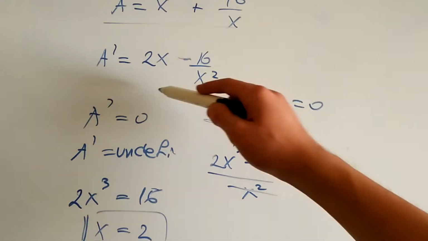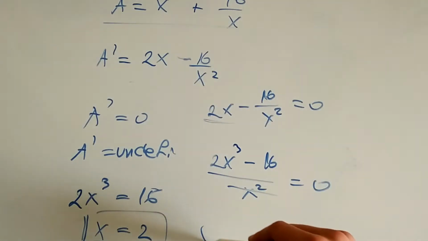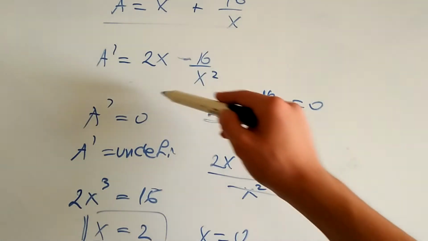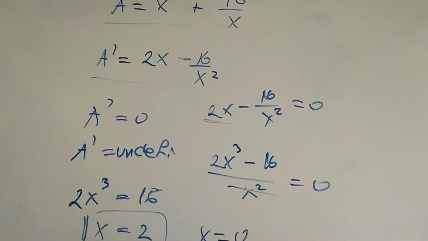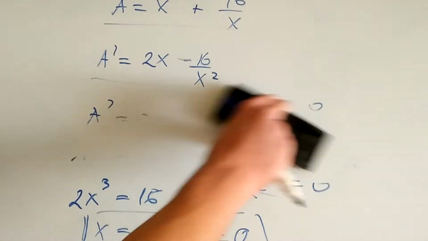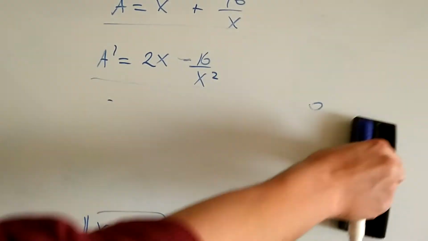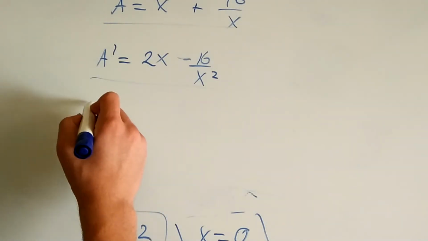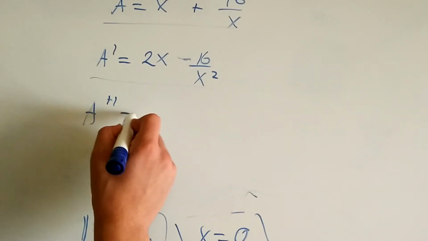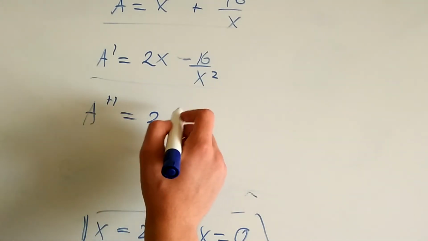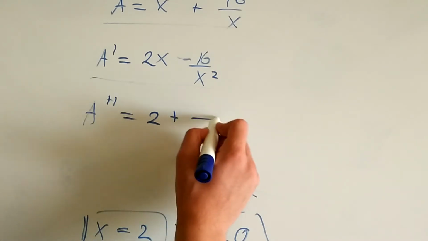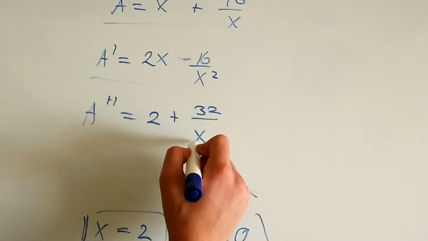And what about when it's undefined? Well, when x is equal to 0, the first derivative would be undefined. So these two are our critical points. Now what about the second derivative? If I take the derivative of the derivative, I would get 2 plus 32 over x to the third.